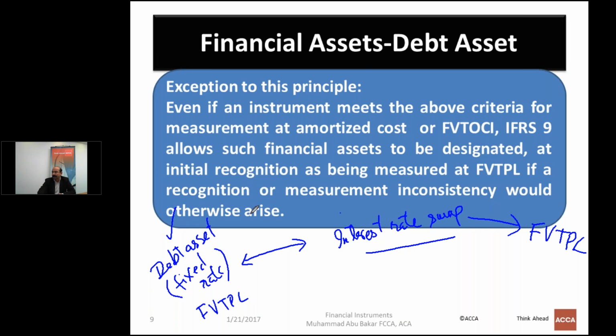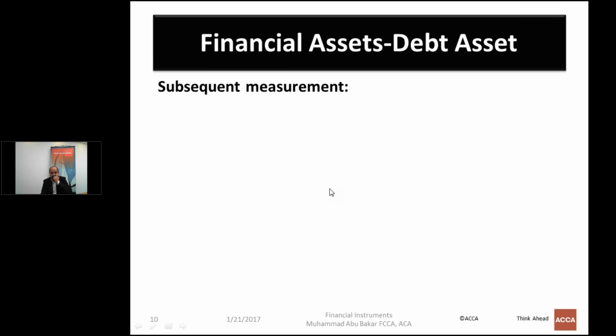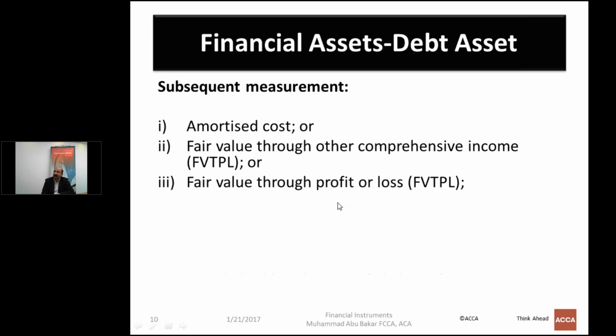Okay. Next is accounting treatments, initial measurement and subsequent measurement. As we learned, subsequently we can measure a financial asset either at amortized cost, fair value through other comprehensive income, or fair value through profit or loss.